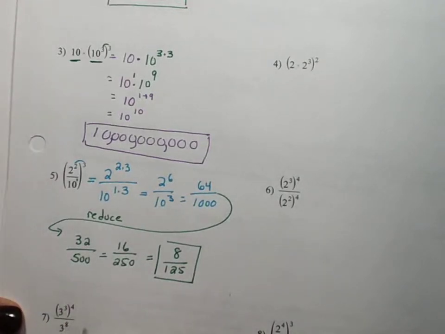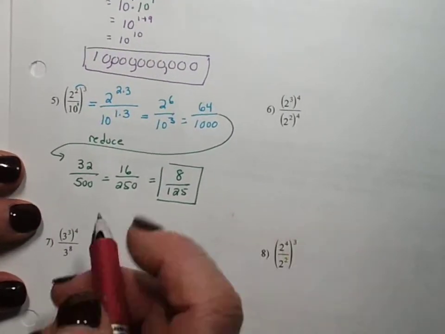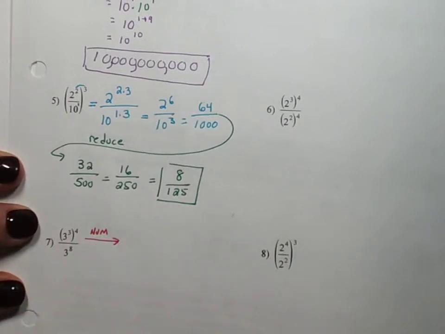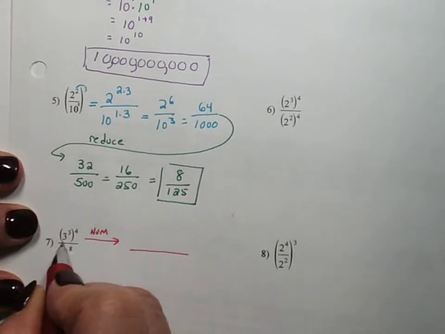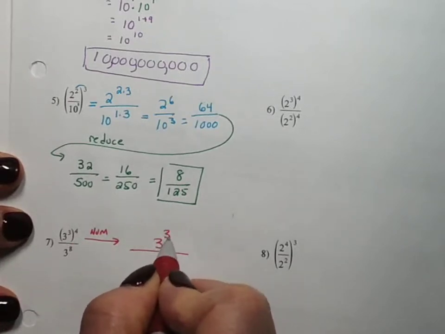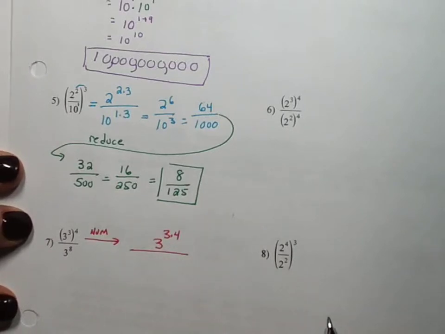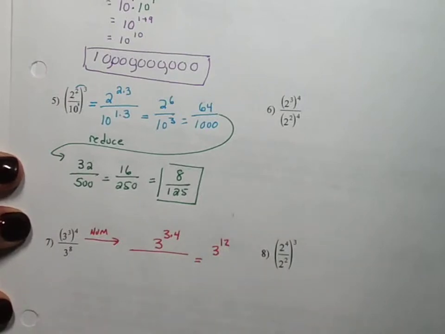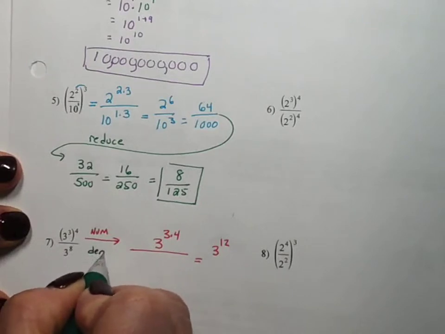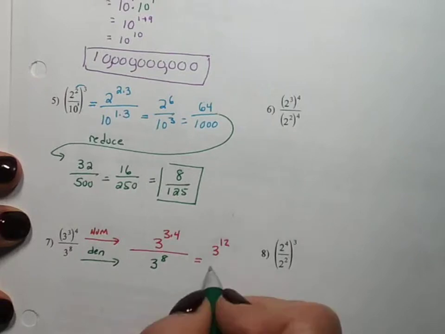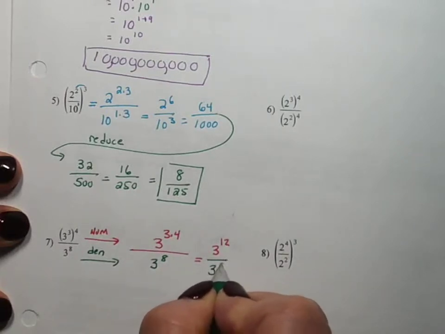So when you're dealing with these fractions, take care of the numerator. The numerator here is power to power. Power to power means we multiply. 3 times 4, which is 3 to the 12th. Then take care of the denominator. Well, that's 3 to the 8th.